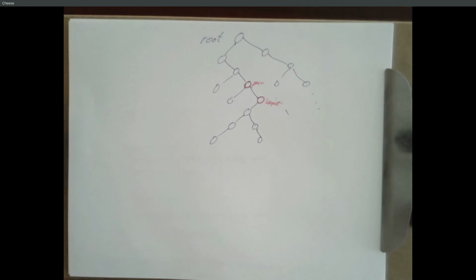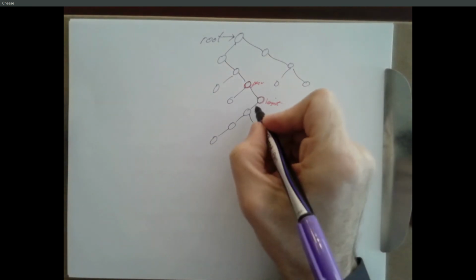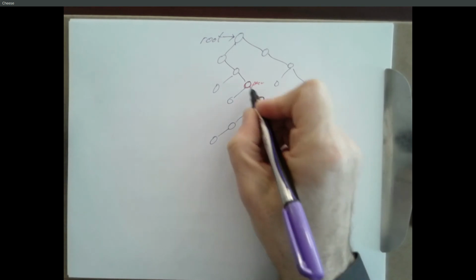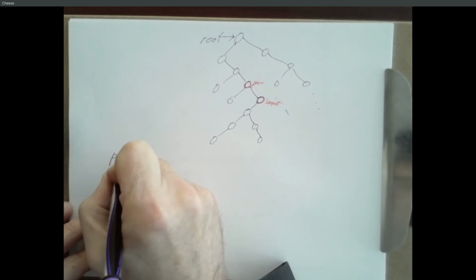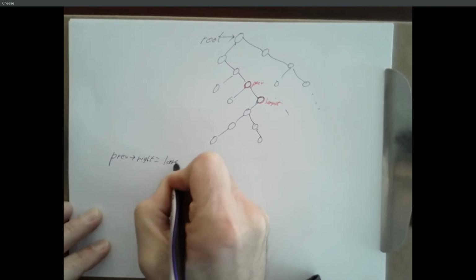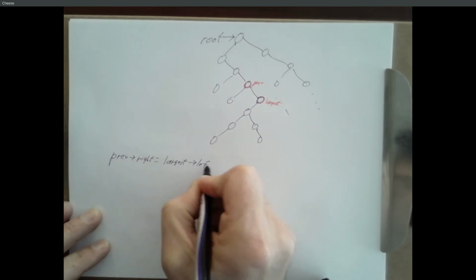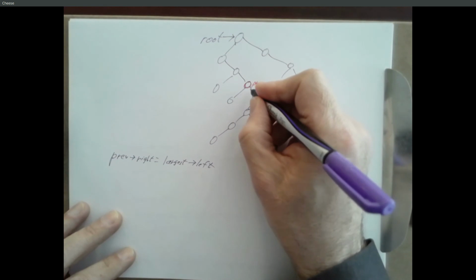Okay, what do we do to delete the root? So here's the root. This practically writes itself. Okay, we need to take the left child of largest, and that has to get adopted on the right of previous. And we do that with something like this. Previous right equals largest left. That does this.